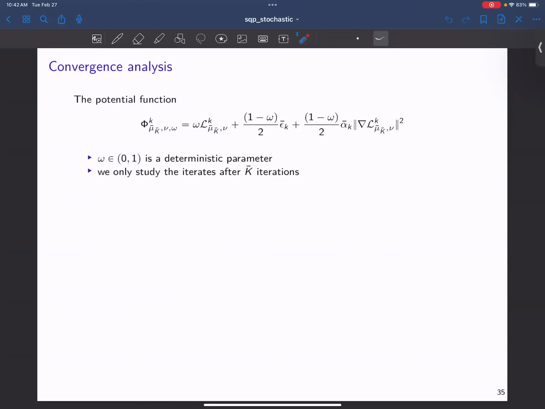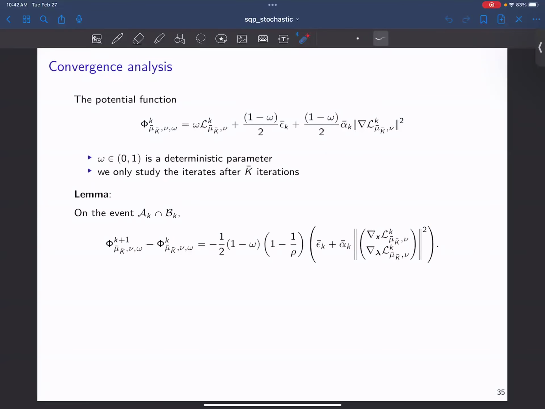So how do we prove convergence? We will use a potential function to keep track of the progress of the algorithm. This potential function is carefully crafted to combine the augmented Lagrangian term, the accuracy of the estimation of the augmented Lagrangian in each iteration, as well as the feasibility of a point. We'll study the behavior of this potential function after some number of burn-in iterations. k bar is a random quantity, but after it, the penalty parameter stabilizes. We can show that almost surely in every run of the algorithm, there exists a finite k bar such that this potential function behaves nicely after these k bar iterations.